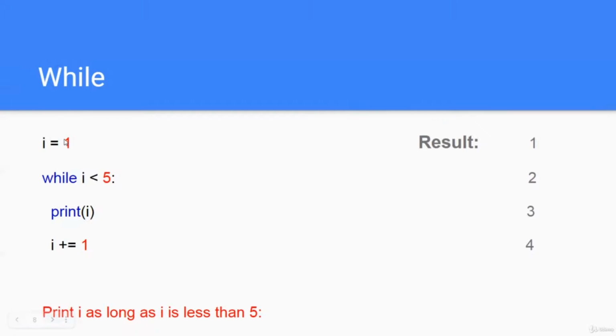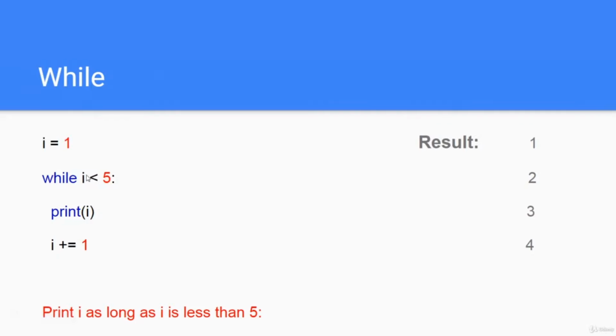In this case, you can see that initially i is 1. So 1 is less than 5, the condition is true. It will print 1. Then i will become 2. 2 is less than 5. It will print 2. Then i will become 3. 3 is less than 5. It will print 3. Then i will become 4. 4 is less than 5. It will print 4. And finally, i will increment, so i will become 5.